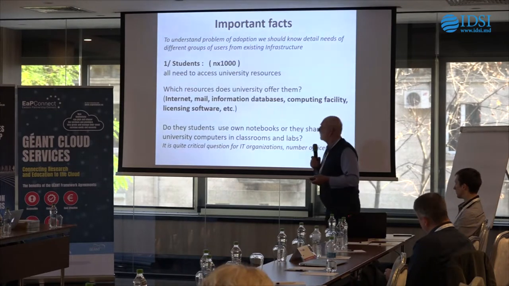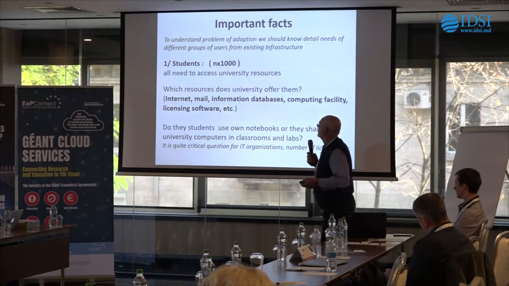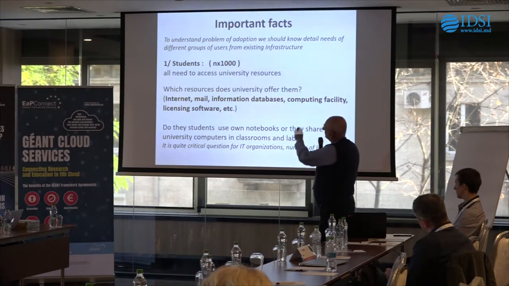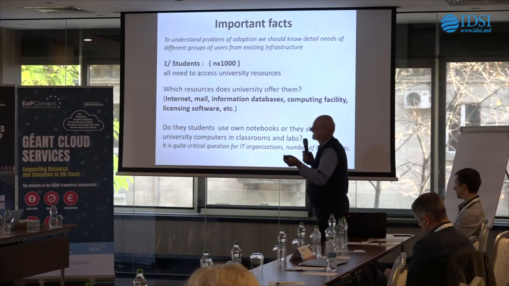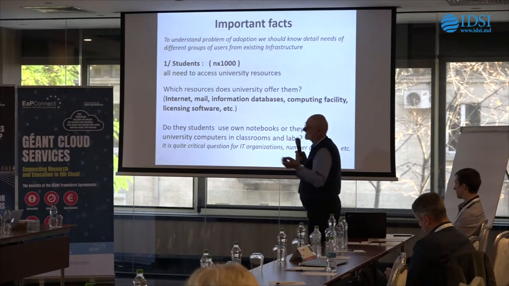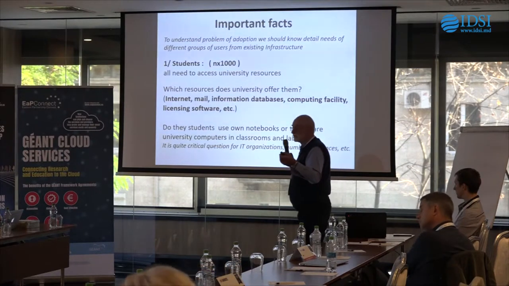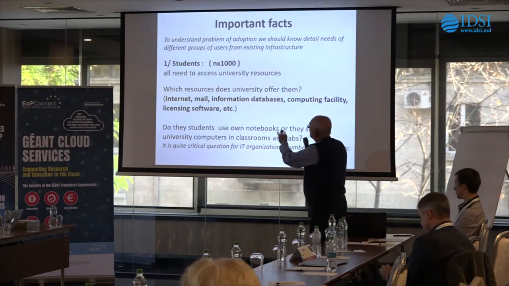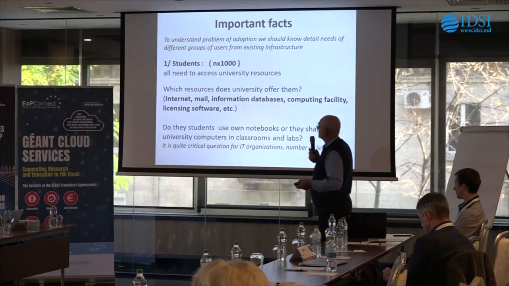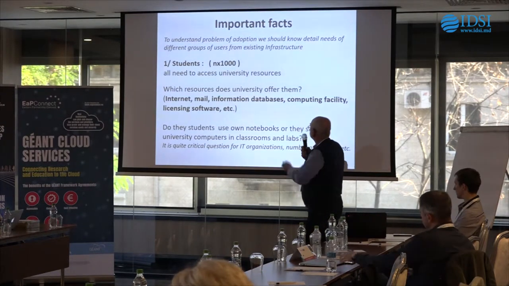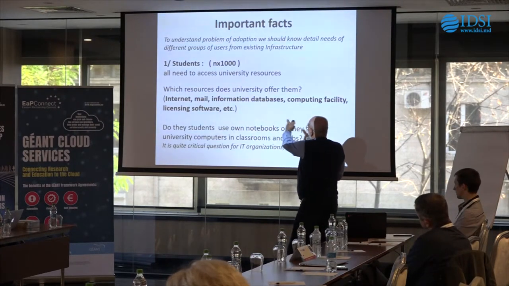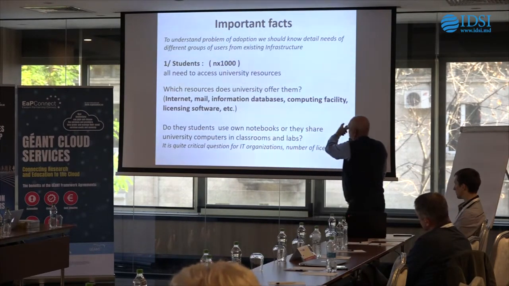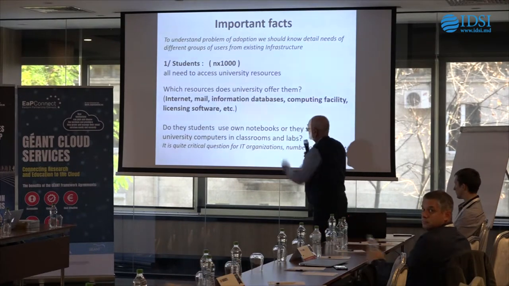So what are the important facts about universities? Again, I'm repeating a little bit what Darko said. You have the students. In a small university, there are a couple of thousand students. In big universities, there are 25 or 50,000 students. And students need access to the university resources. Which resources does the university offer them? Of course, the internet, mail, information databases, computation facilities, licensed software, and so on.